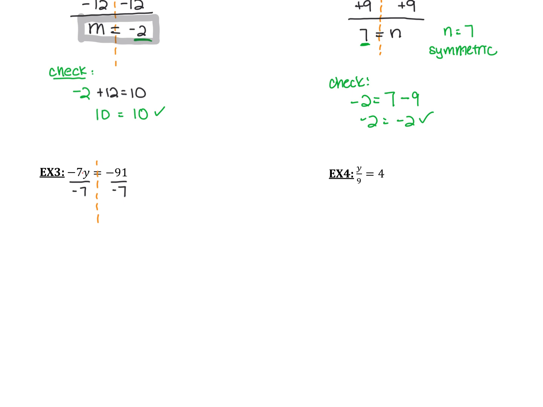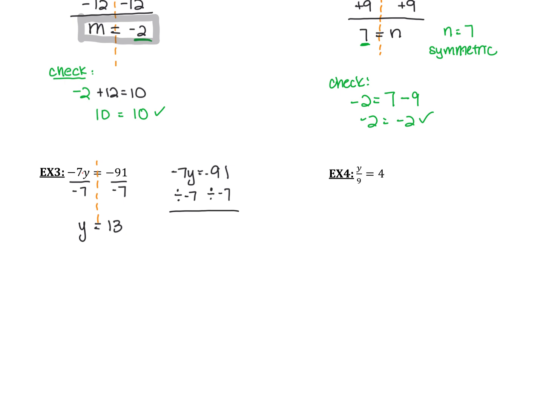Now, I choose to write my divided by 7 as a fraction. I have seen many people do this same problem. Oops, that's a negative 91. And they write divided by negative 7. These two things say the exact same thing. I just have always done my division as a fraction. I think it's easier for me to visualize. It doesn't have to be for you. So now when I do the math, I'm going to get y equals, and negative 91 divided by negative 7 is a positive 13.